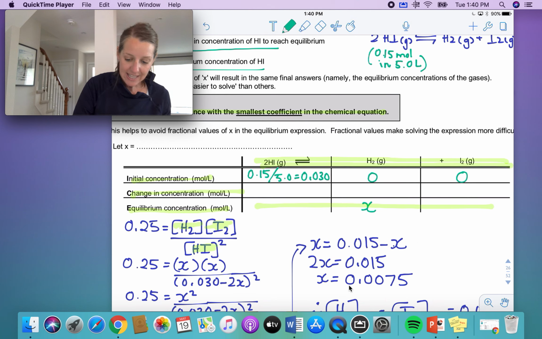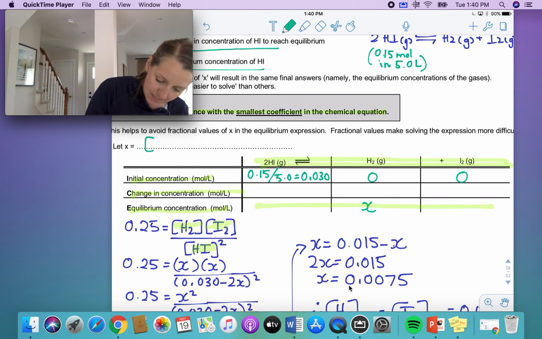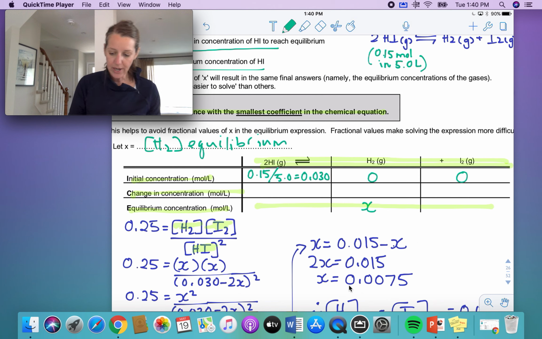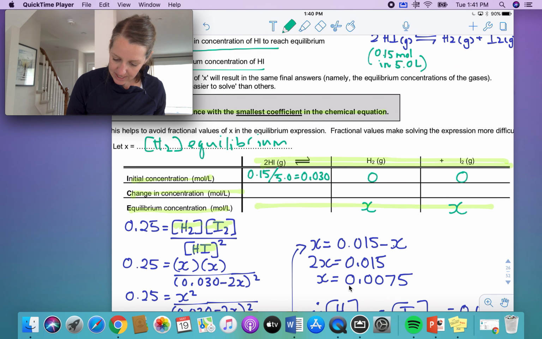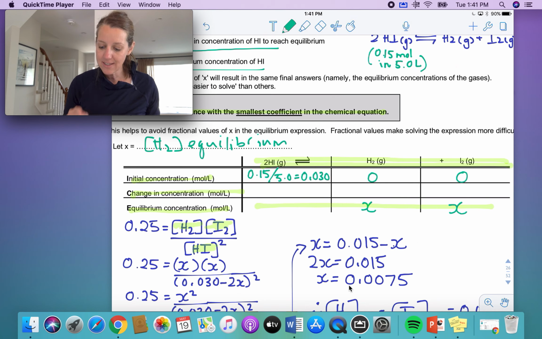So what have I let X be? I've let X be my H2 concentration at equilibrium. This is also going to be X. Why? Because they're both going to go up by a factor of 1x. Have a look at this. I'm going to fill in the rest of the table, and then I'm going to put it into the equilibrium expression. But does this make sense?